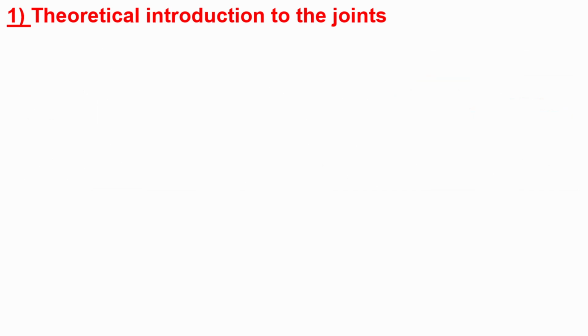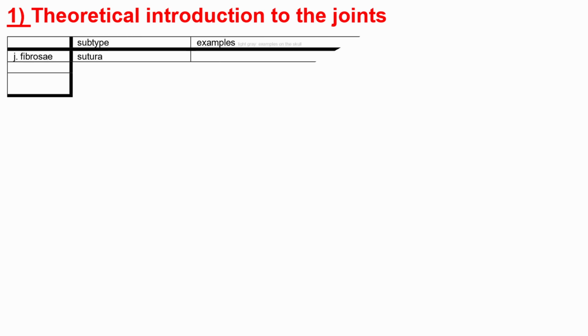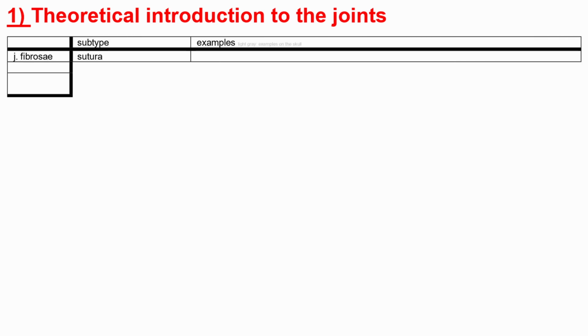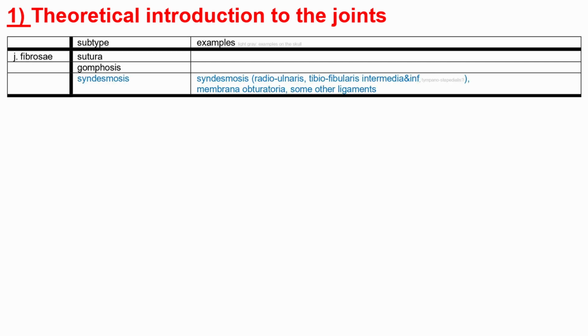Now we will talk about the examples of each structural joint type, starting with the fibrous joints. As already mentioned, the sutures are only on the skull, and gomphosis are only between the teeth and the respective bones. The syndesmosis of a human body are syndesmosis radioulnaris, tibiofibularis intermedia, and tibiofibularis inferior.